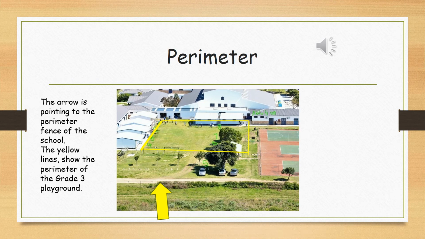Hopefully you all recognize this next picture. That's right, it's our grade 3 playground. The arrow is pointing to the perimeter fence of the school, and the yellow lines show the perimeter of the grade 3 playground. They start off at my classroom, go down to Juffrou Olivier's classroom, then across to Miss Smith's classroom, or the corridor between Miss Smith's classroom and the bathrooms, then up to the tennis court at the little shade structure, and then across from the shade structure back to my classroom. That is the perimeter of the grade 3 playground.